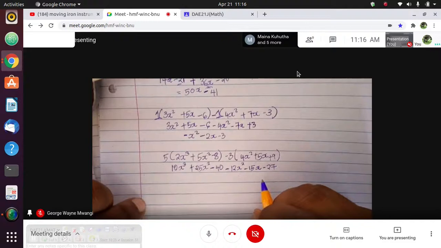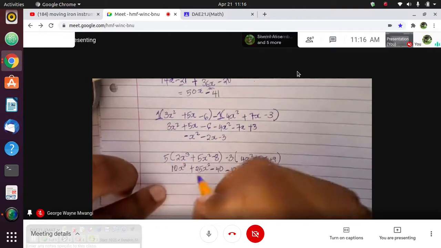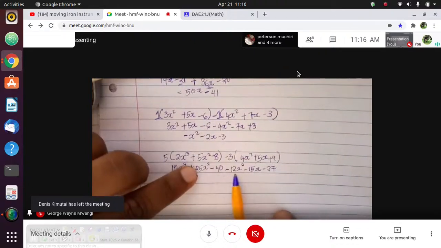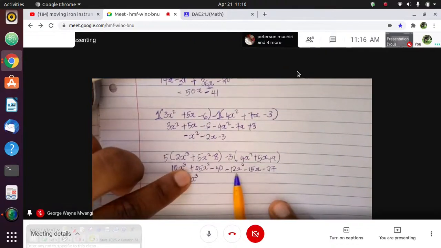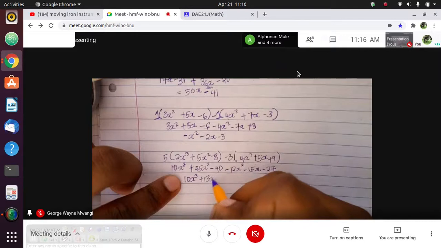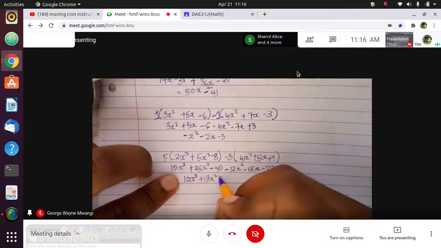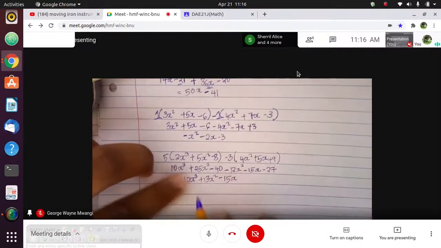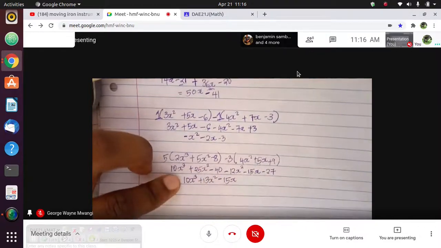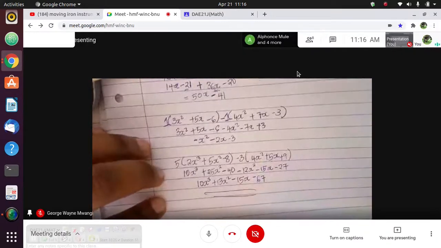Now, let us group the like terms together. The variable x cubed ni moja, so itabaki ikiwa peke yake, so 10x cubed. Now, the x squared kuna 25 na kuna 12, so 25x squared minus 12x squared unabaki na ngapi? Plus 13x squared, it is positive. Now x, you only have 15x, so inabaki ikiwa peke yake, minus 15x. Now the constants, we have minus 40 and then we have minus 27. So minus 40 minus 27 unapata ngapi? Minus 67. So that is the simplified expression.